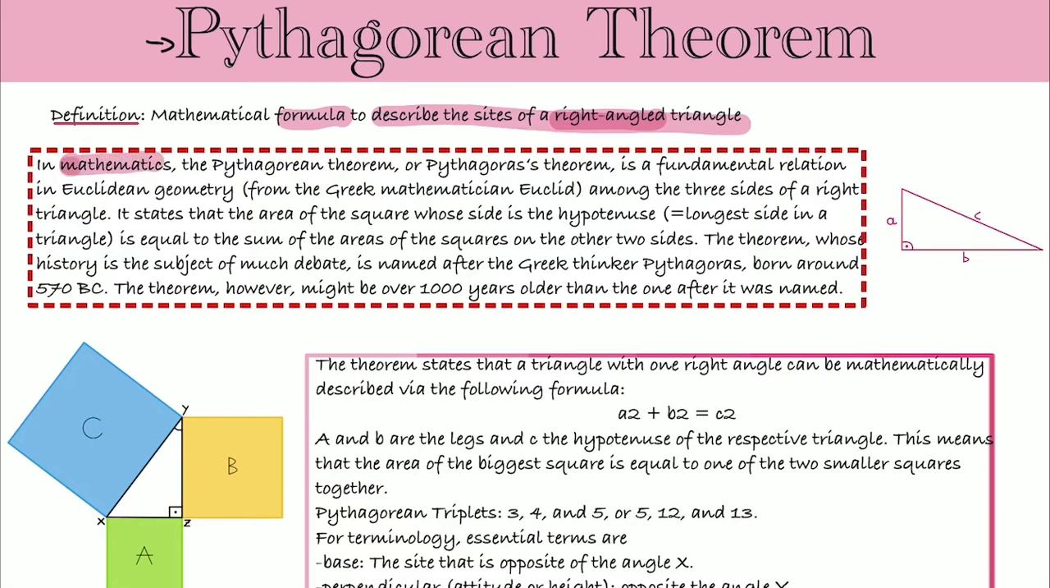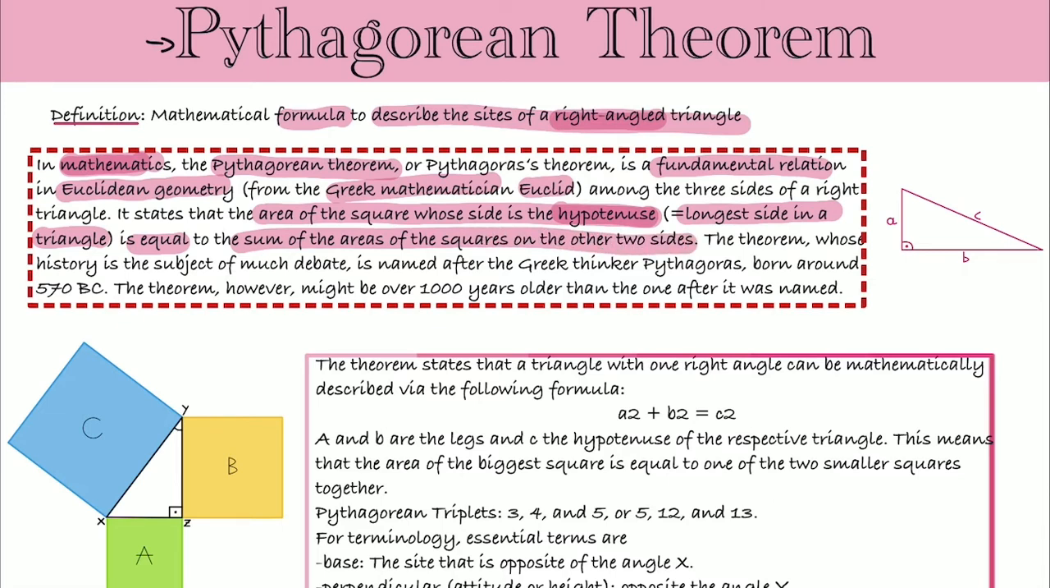Today we're talking about a mathematical topic once again. It's actually a fundamental relation in Euclidean geometry. And Euclid was a Greek mathematician. It states that the area of the square, whose side is the hypotenuse, so the longest side in a triangle, is equal to the sum of the areas of the squares on the other two sides.